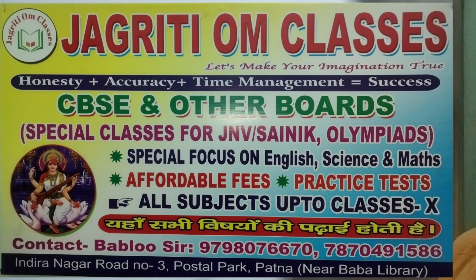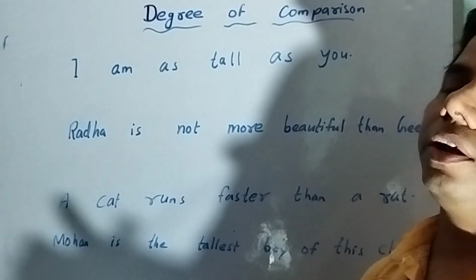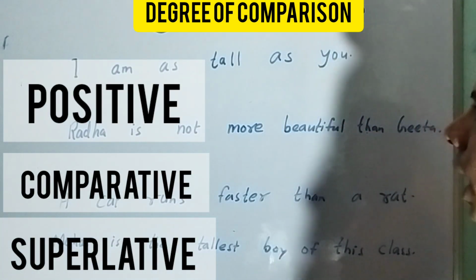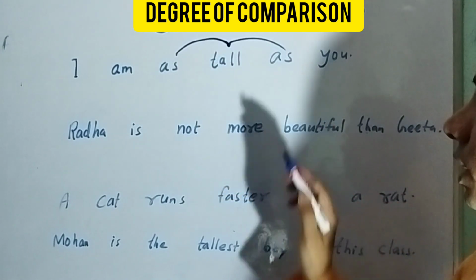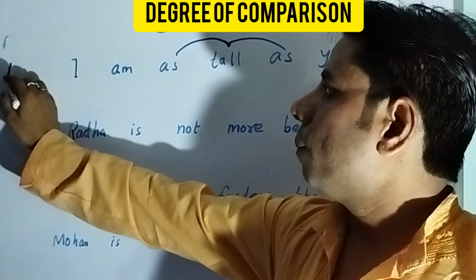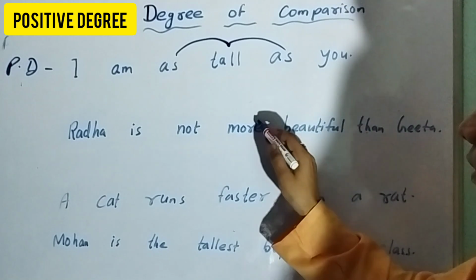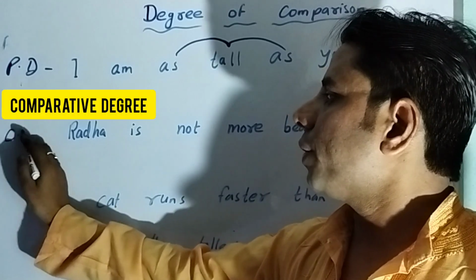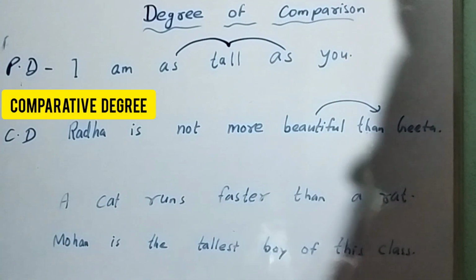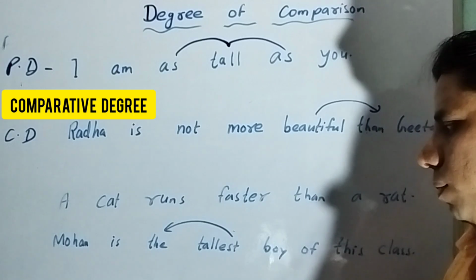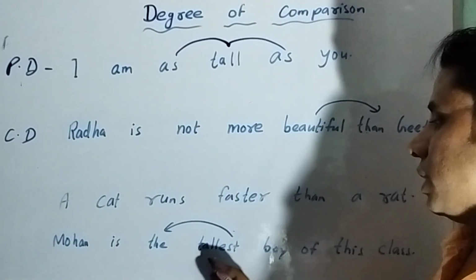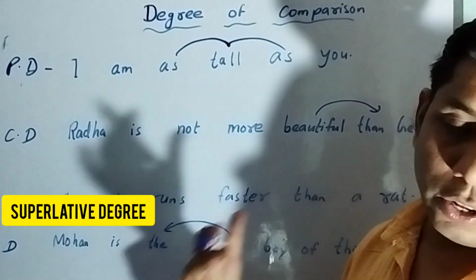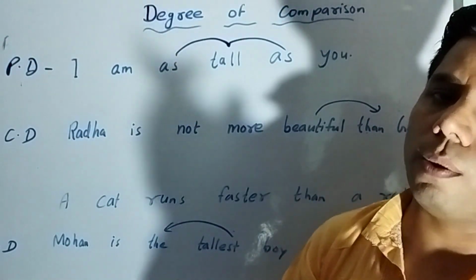That means I have given you some sentences related to adjectives, and I will explain how we can identify the sentences related to positive, comparative and superlative. If you find the adjective enclosed with as, at that time we have to understand the sentence is related to positive degree. After the adjective, if you find than, we should understand the sentence is related to comparative degree. If you find the before the adjective, at that time you should understand the sentence is related to superlative degree.